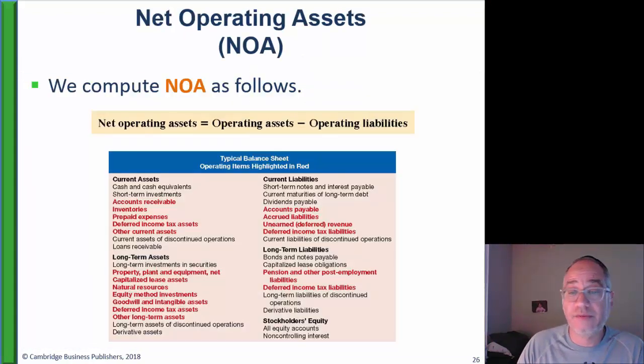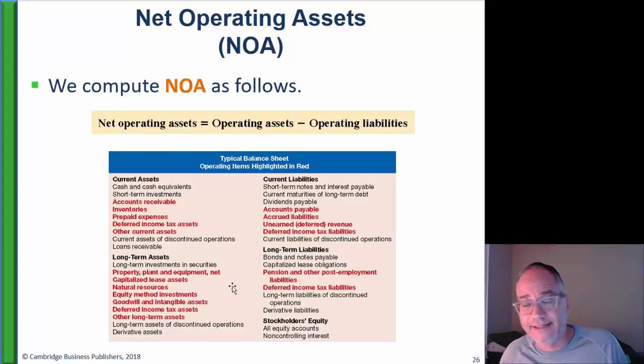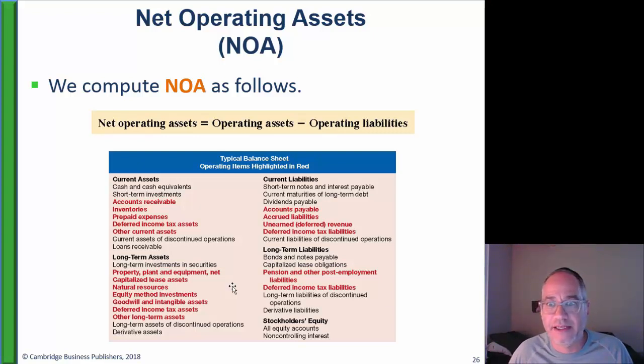So how do we do this? Well, here's a balance sheet. And you can see all the operating items here are shown in red. Accounts receivable, inventory, prepaid expenses, deferred tax assets, other current assets. These are things that are directly related to operations. The items in black are not related to operations. PP&E is used to make things, capitalized lease expenses, natural resources, equity method investments, goodwill even. Goodwill is invested in assets and companies that make money.